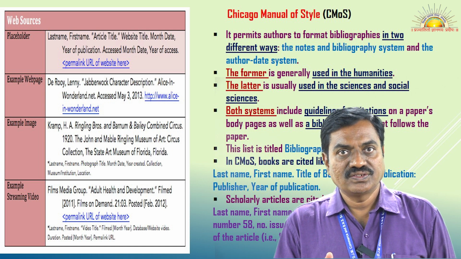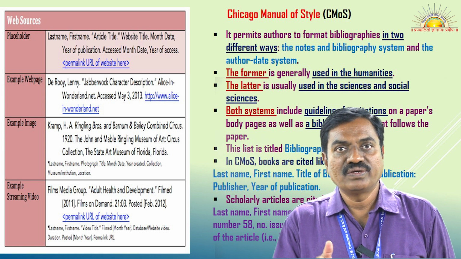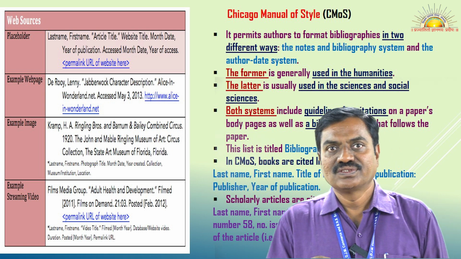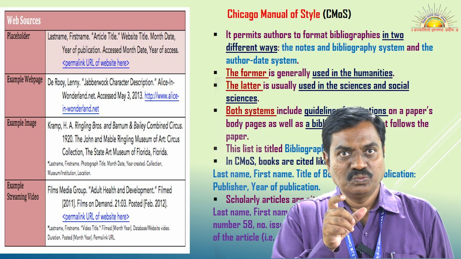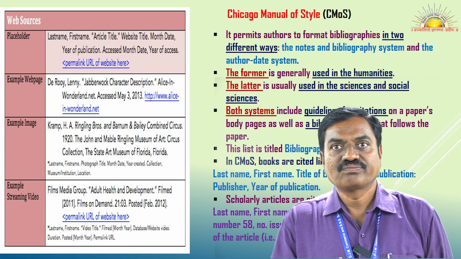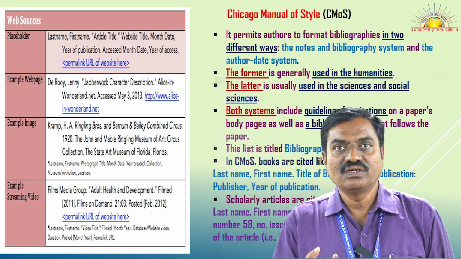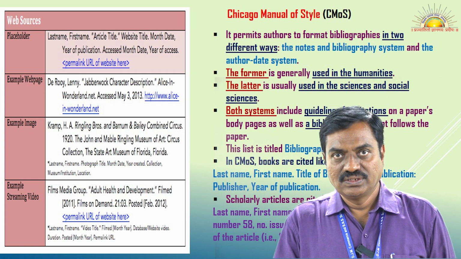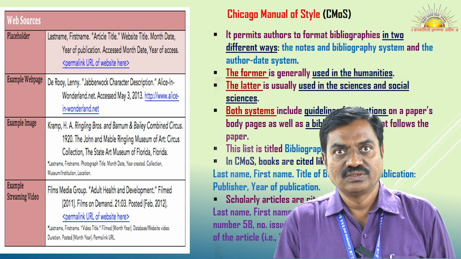For scholarly articles, the following format is followed: last name, first name, article title in inverted commas, journal title, volume number, and issue number in brackets, year published, page numbers of the article.